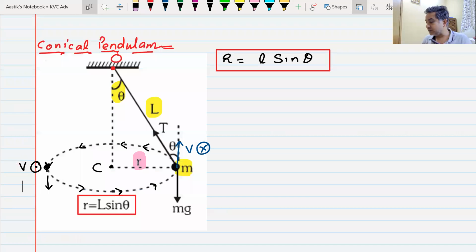Okay, if you can't make the equation now, there is no point of giving you any more time. In which direction do you have to make the equation? Tell me. Towards center. Towards center, so this direction. What is the force in this direction?